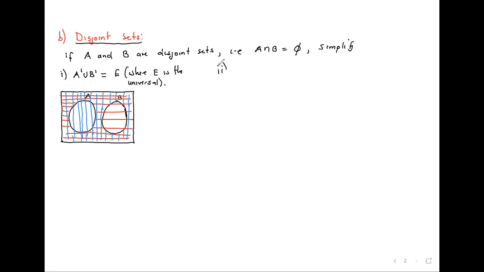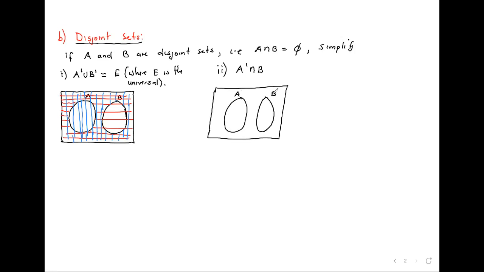Then you go to 2, A complement intersection B. So again, you see, this is A and this is B. A complement intersection B. So if we borrow from this one, outside A we have it in red. Where do the red lines intersect B? So it's the whole B. So the solution is just going to be B.